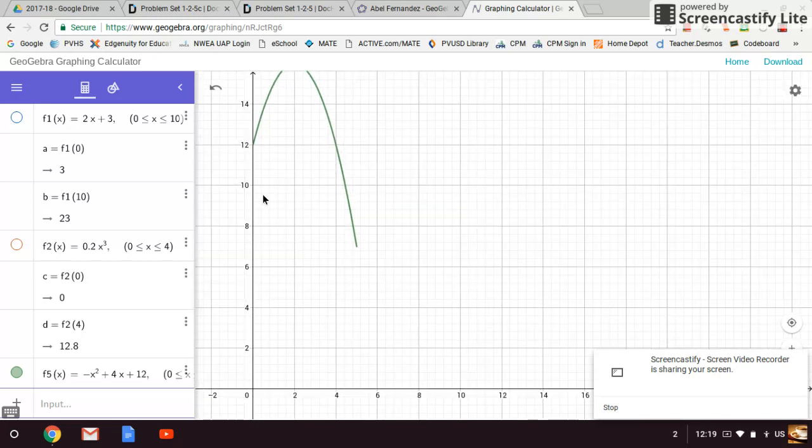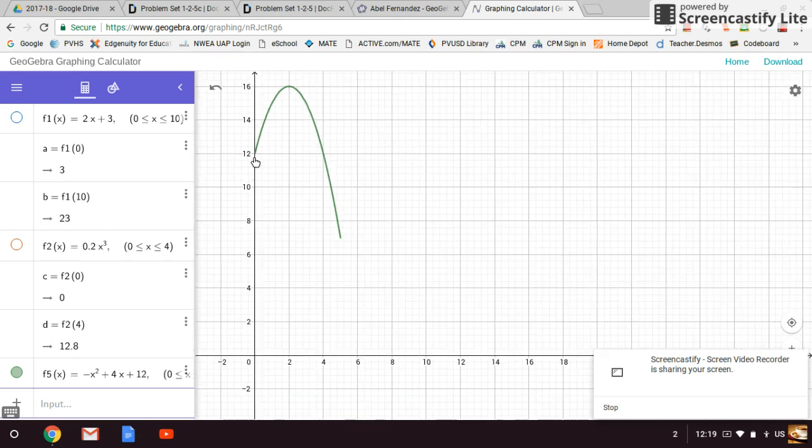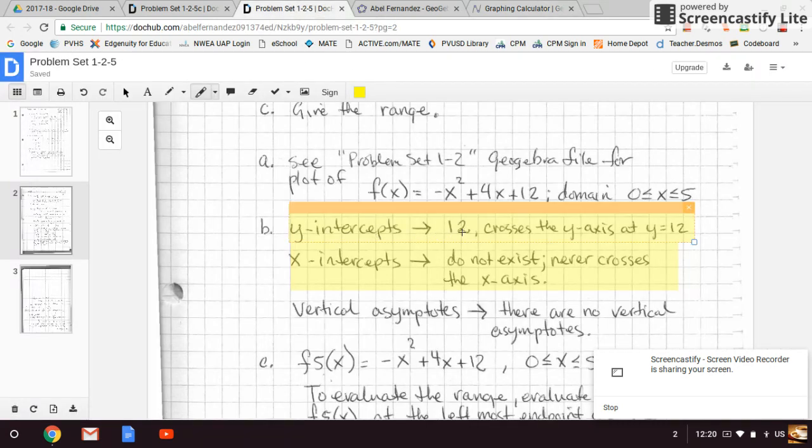Now, the y-intercept, let's go back a little. The y-intercept we can see is 12. This is the y-axis. The function intercepts the y-axis, boom, at 12. The y-intercept is 12, it crosses the y-axis at y equals 12.